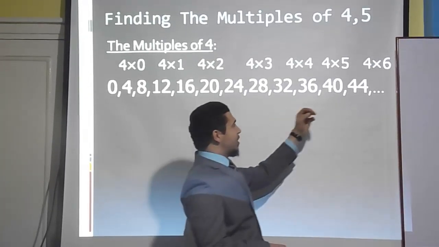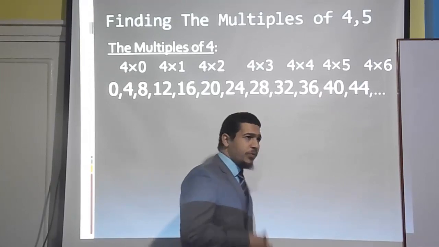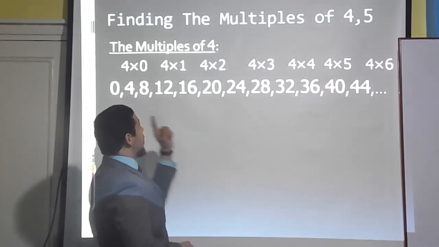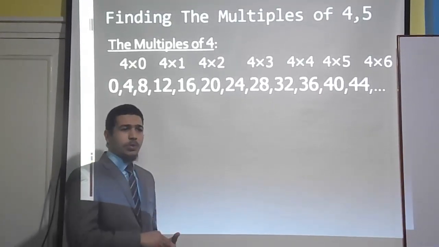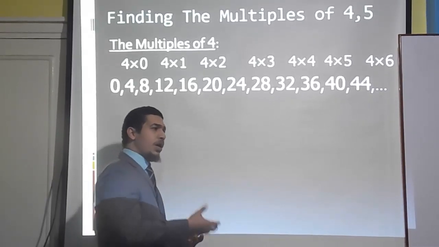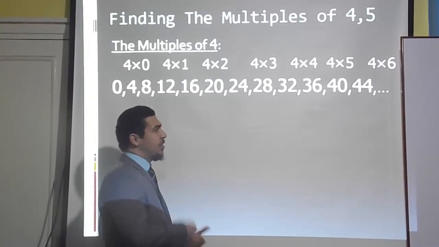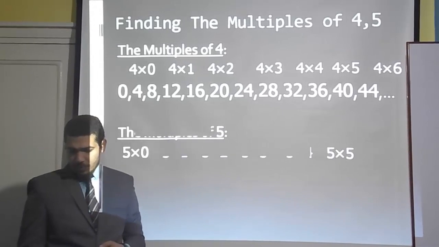Now let's take another number, 40. What does 40 mean? 40 is a multiple of 4. Why? Because 40 is 4 times an integer, which is 10, and so on.